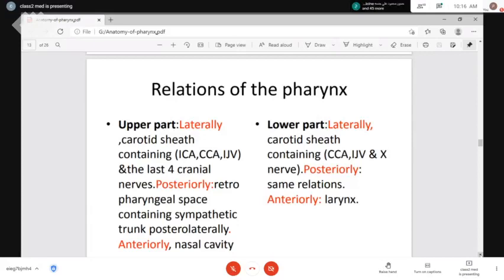Posteriorly, the upper part is related to the retropharyngeal space, containing the sympathetic trunk posterolaterally. The lower part posteriorly has the same relations as the upper part. The upper part anteriorly is related to the nasal cavity, and the lower part anteriorly is related to the larynx.